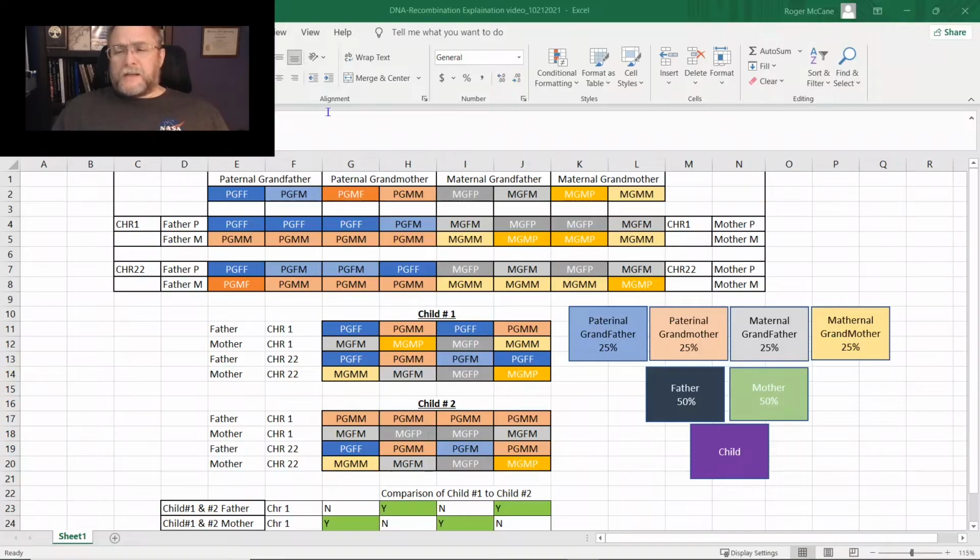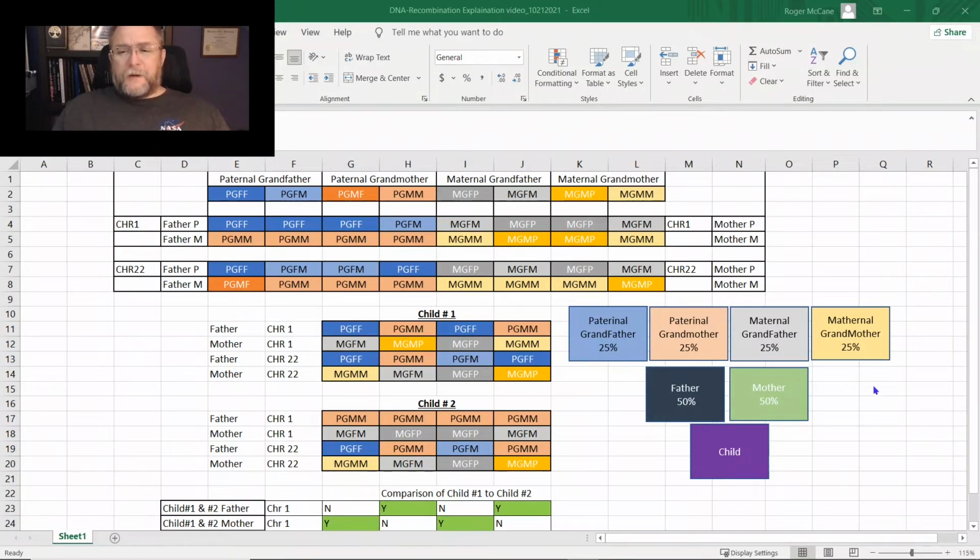This is covering DNA recombination, an update on my last video. Let's go over to the spreadsheet and discuss what the table actually represents. This is the spreadsheet I had on the final page of the presentation on my last video on DNA recombination. Look at it this way. Looking at this page, this is you or the child, your mother and your father, and your grandparents.